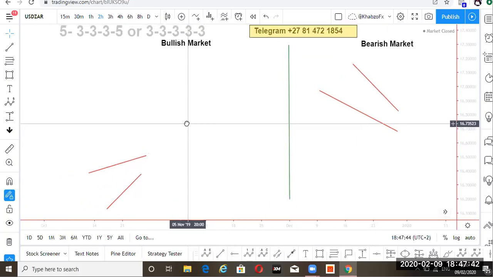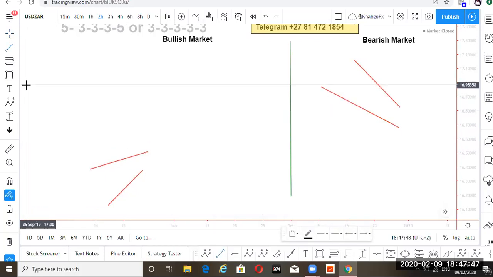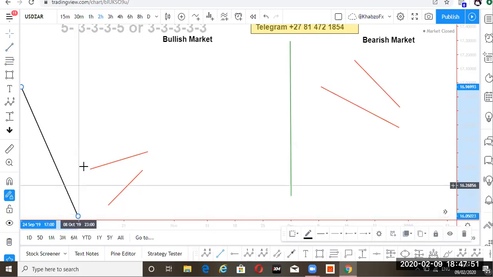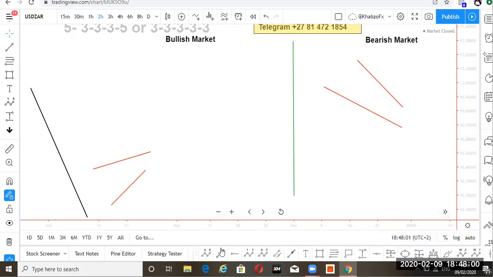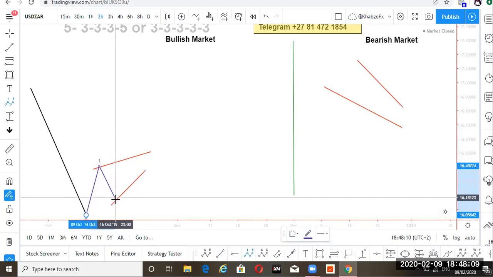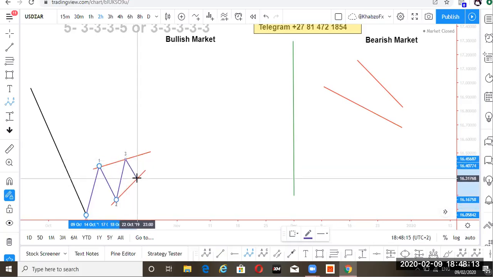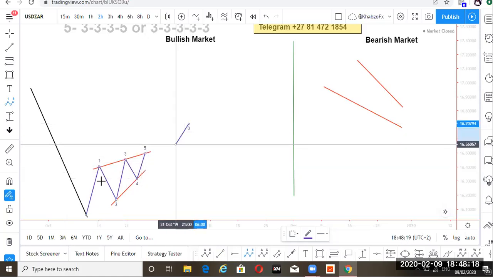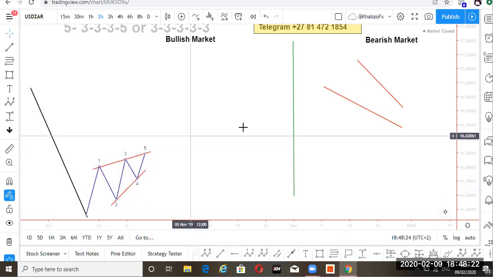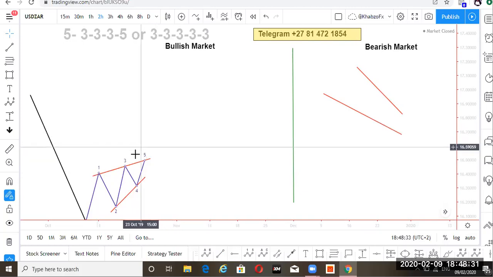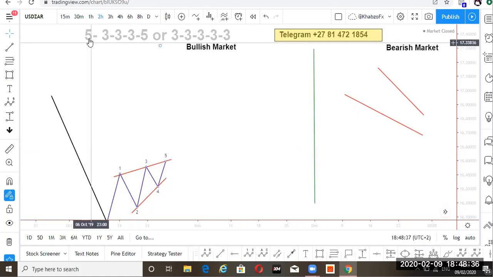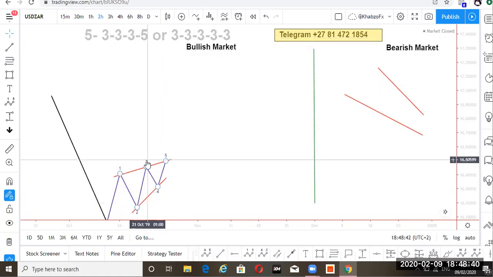So let us assume that the market was falling like this, all right? The market has been falling like this, and then you start to have wave one, wave two, wave three, wave four, and wave five, okay? So the leading diagonal has got five sub waves, all right? Wave one has got five waves. Wave two has got three. Wave three has got three waves. Wave four has got three waves. And wave five has got five waves.